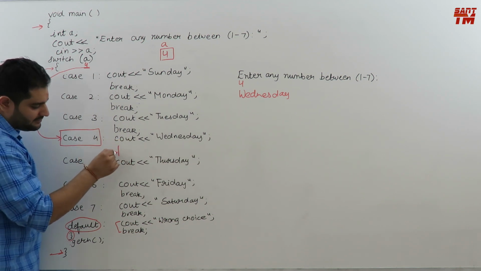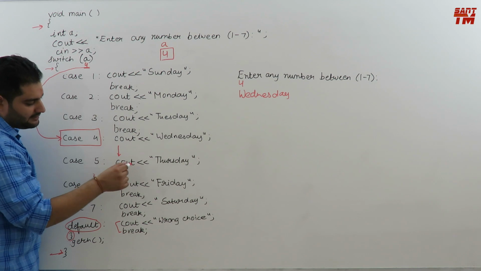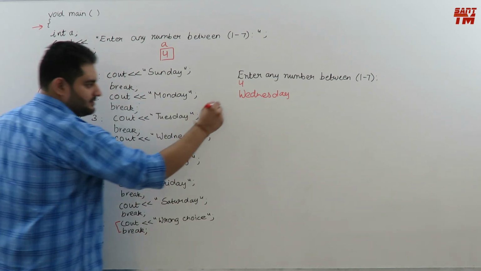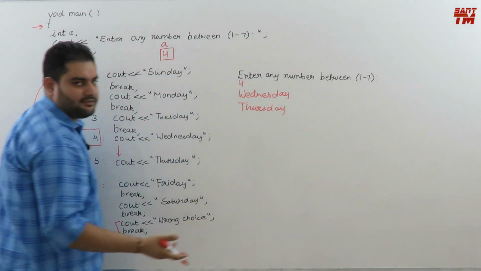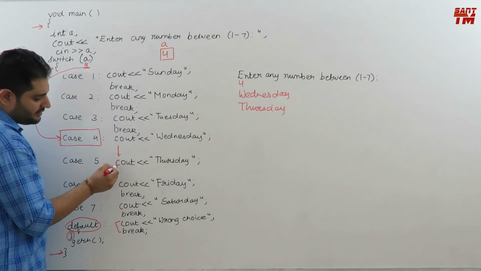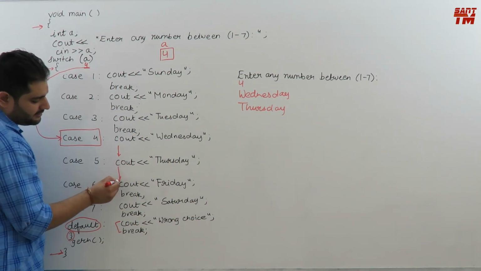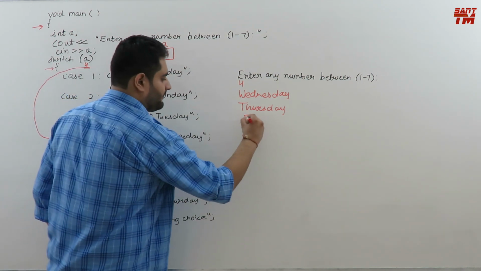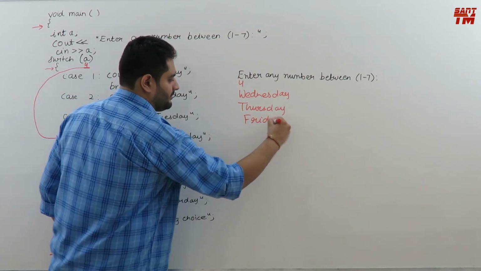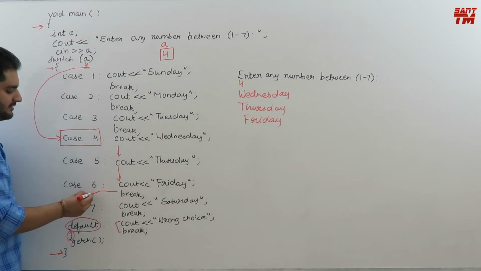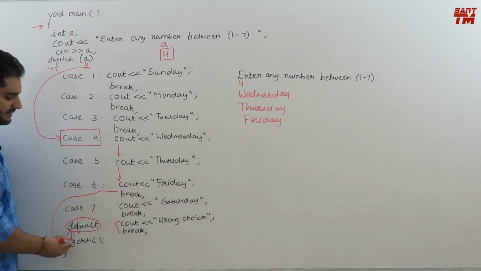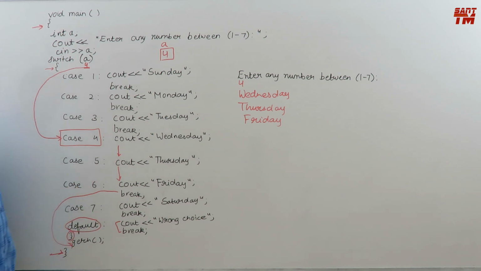So we move to the next statement, that is see out Thursday. Thursday will also get printed. Why? Because there was no break to break the switch case. Then after see out Thursday, there is no break. Next statement, see out Friday. Friday also got executed. Then after this see out Friday, we found a break statement. This break statement took us out of the switch case to get ch, and the program will terminate.